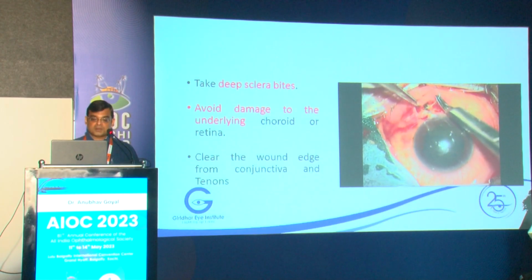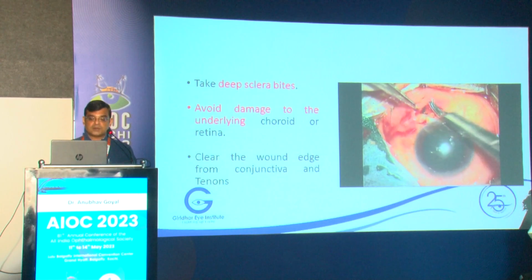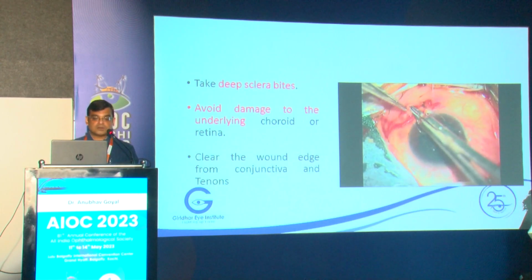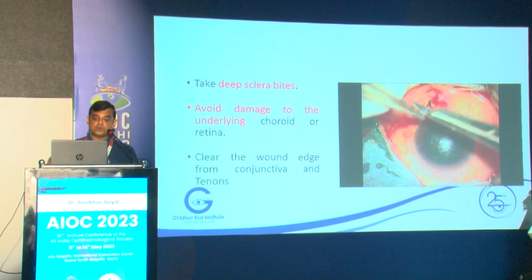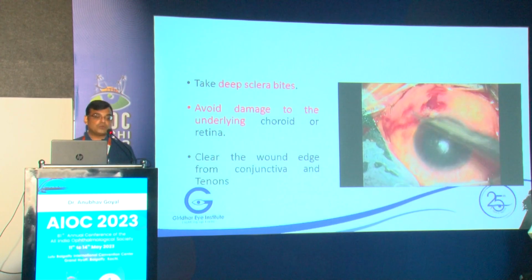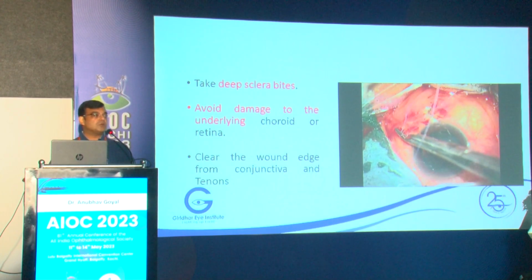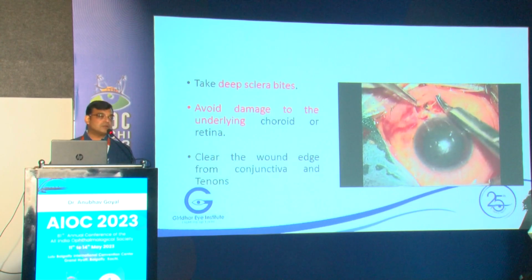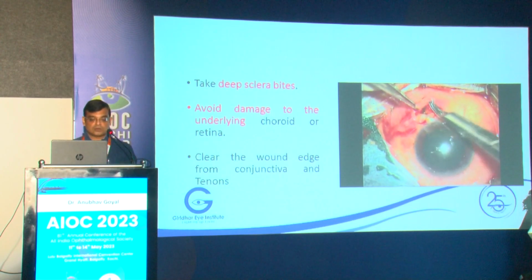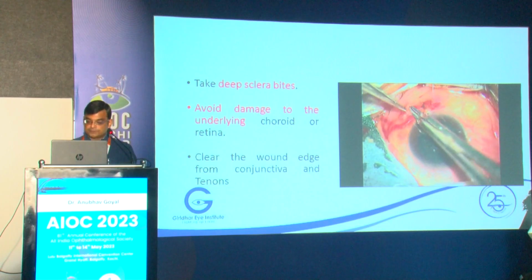The suture should be a deep scleral bite, so that the maximum sclera can be taken without much underlying tissue exposure. You have to keep in mind to avoid damage to the underlying tissue, especially the choroid, because if you engage the choroid, your patient might land up with sympathetic ophthalmitis in the other eye later on. Uveal tissue and underlying tissue like vitreous and retina should also be taken care of.